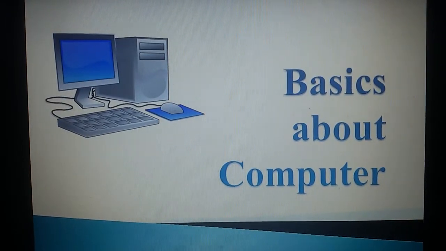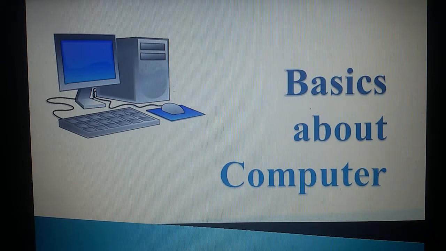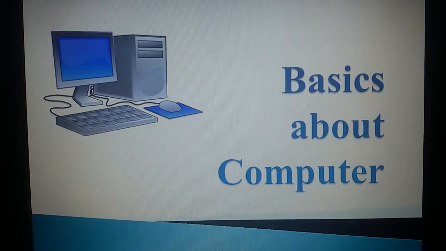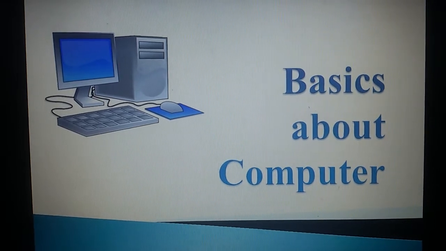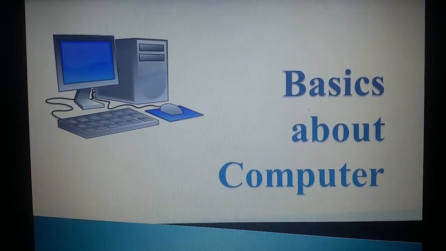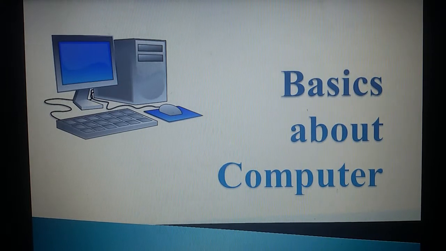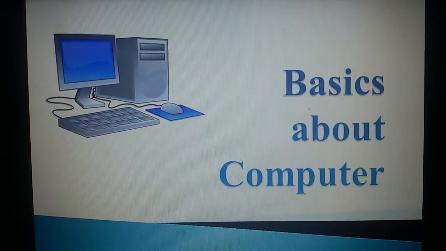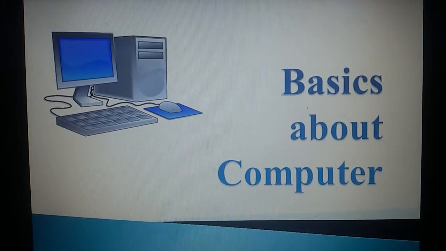We are going to discuss here the basics of computer. As we all know, nowadays computers, mobile devices and all the electronic gadgets are very important necessities of every single individual. So in order to use them efficiently, we must be aware of the basic functionalities and their features. So this video is a very short description about computers.